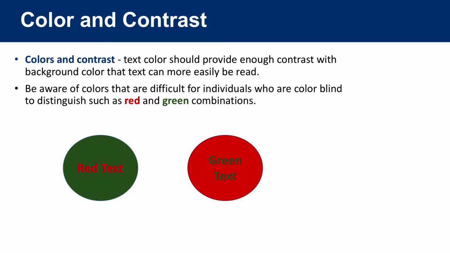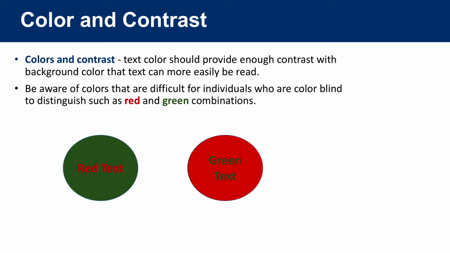You also want to consider the color and contrast, as you need to do for all digital and print content. The text color should provide enough contrast with the background color that the text can easily stand out. And you can use third-party color contrast checkers, such as the Color Contrast Analyzer or another contrast checker tool, to check the contrast.